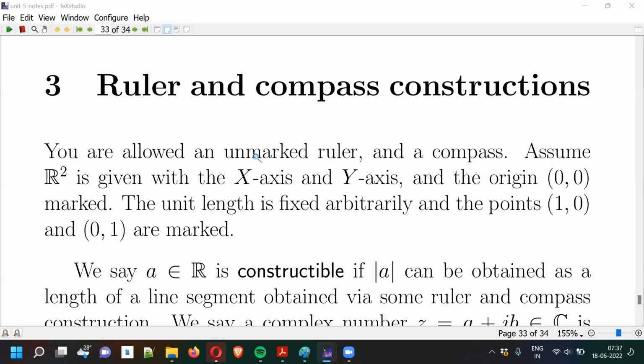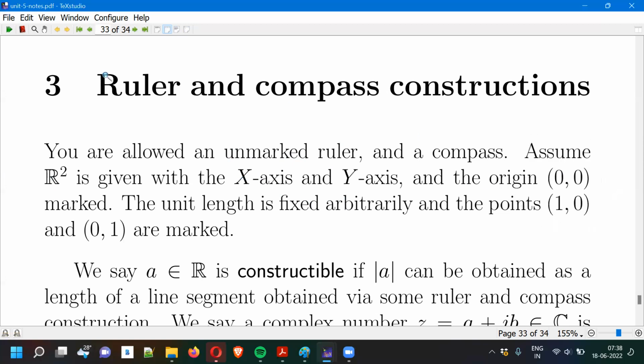So we are allowed to have an unmarked ruler. Okay. A ruler or a scale without any marking and a compass. Okay. Now you all know what a compass is. Now assume that we are given R2 along with the X and Y axis. Okay. We are given this much, right? And the origin 0, 0 is marked. Okay. The origin is marked.